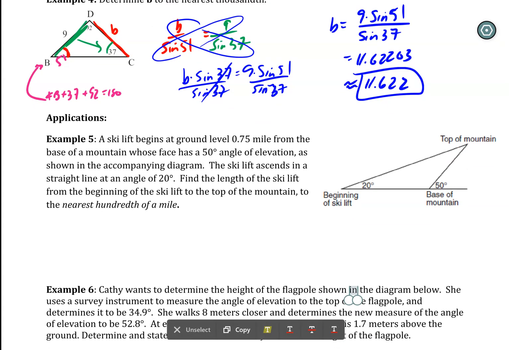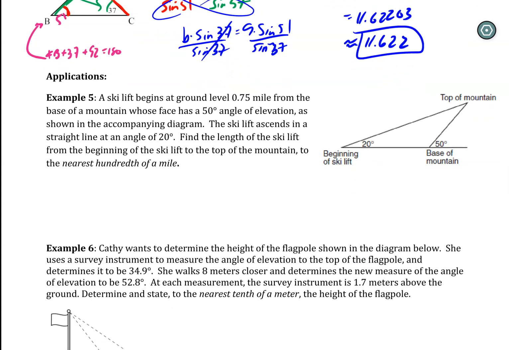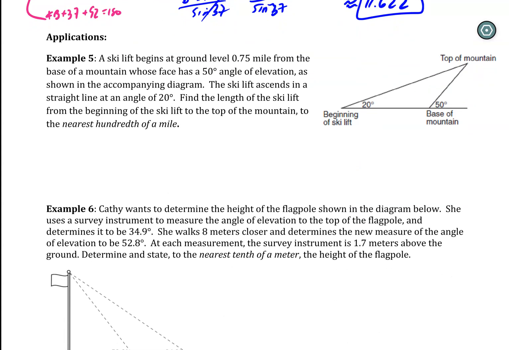How about this next one here? So we're given this scenario where the ski lift begins at an angle of 20 degrees, 0.75 miles from the base of the mountain, whose face is at a 50 degree angle of elevation. The ski lift ascends in a straight line at an angle of 20 degrees. Find the length of the ski lift from the beginning of the ski lift to the top of the mountain to the nearest hundredth of a mile.